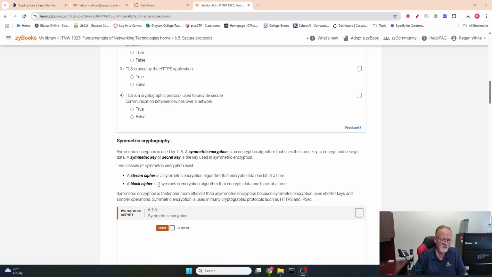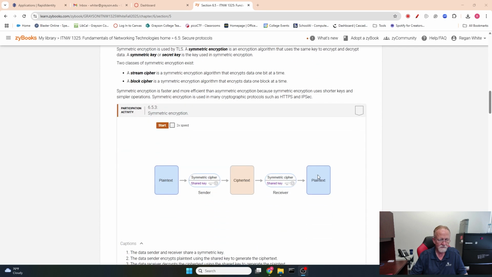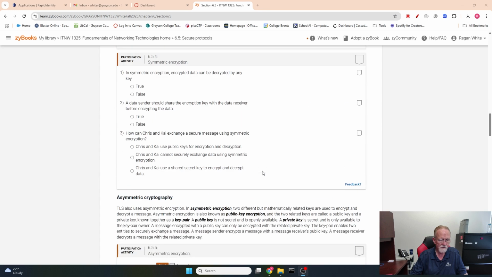Two classes: a stream cipher, which encrypts one data bit at a time, 0 or 1 at a time, and a block cipher that encrypts data one block at a time. Symmetric encryption is a lot faster and more efficient than asymmetric because symmetric uses shorter keys. Asymmetric has to have 2 keys. Symmetric is used in many cryptographic protocols such as HTTPS and IPsec. And then you have a participation activity or 2.